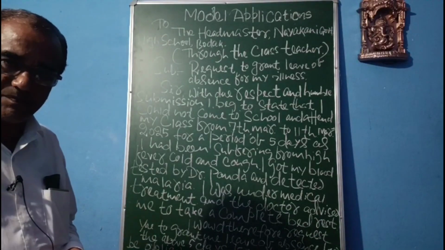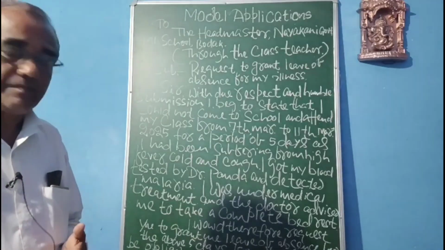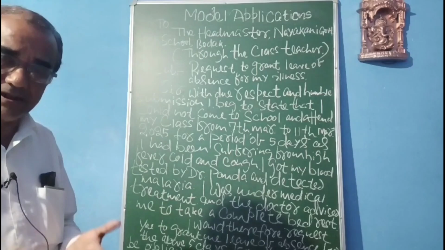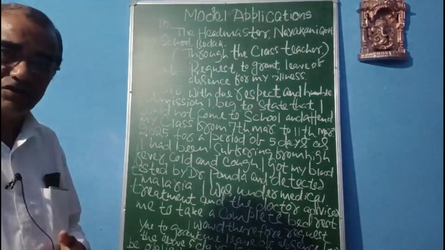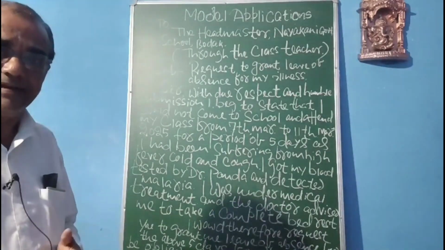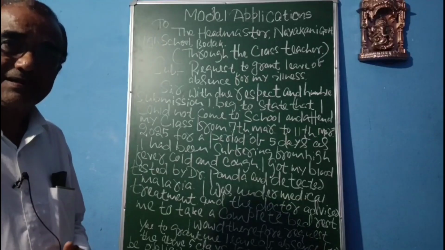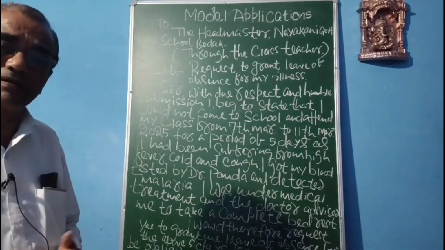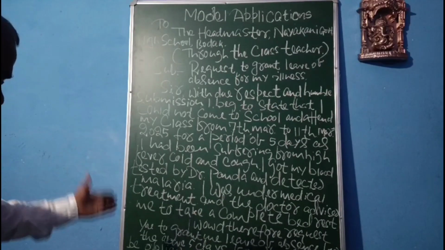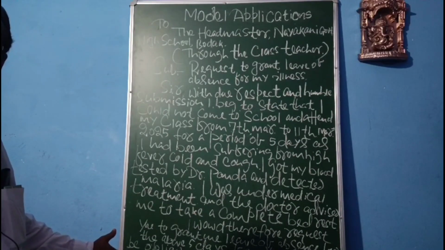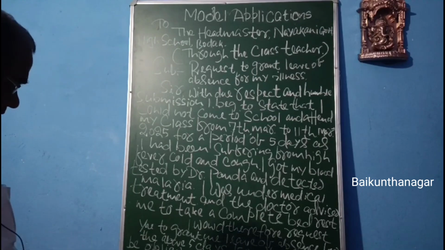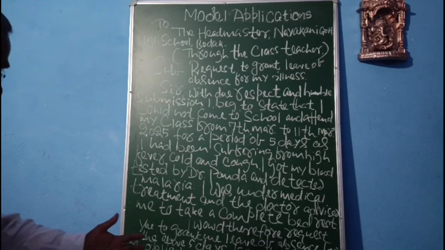Then comes subscription or the ending. Yours obediently, Subhash Chandra Das. Class 10, Section B, roll number 3. And you have to write the sender's address along with that in the bottommost right hand corner. Vaikuntapur, Bodak, 11th March 2025.